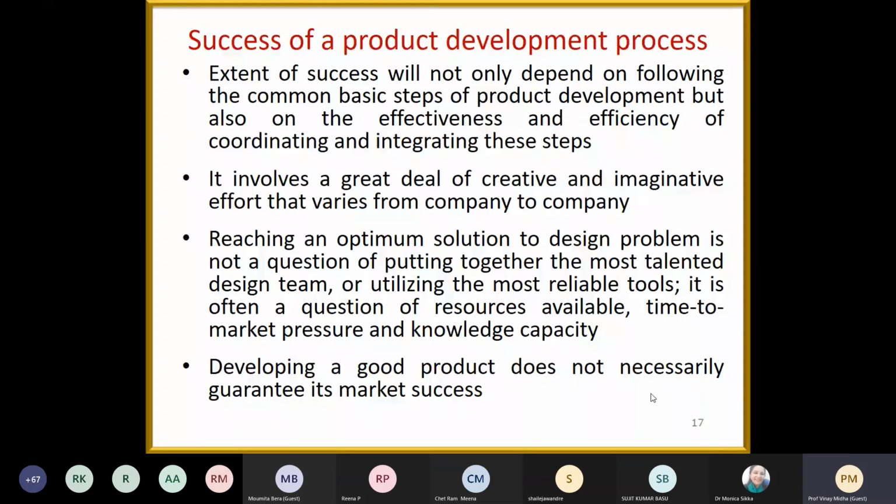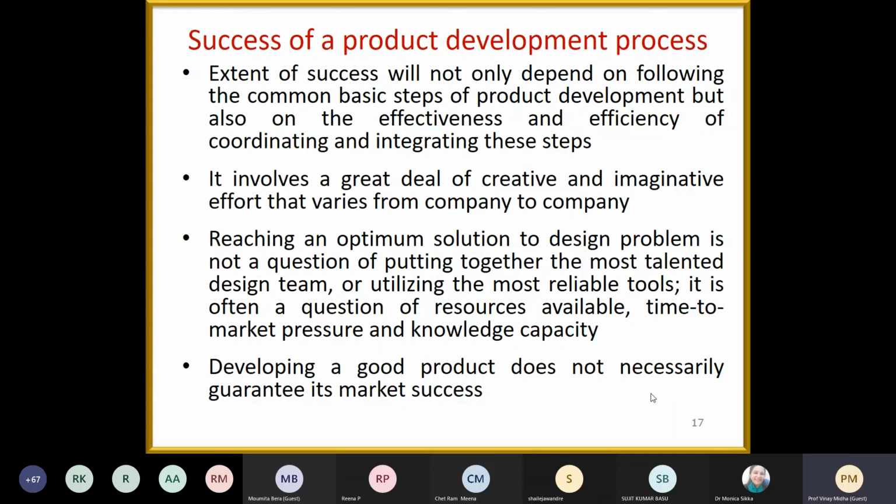Then it also involves a great deal of creative and imaginative efforts, which may vary from company to company or team to team, or when we are talking about a particular problem. So they will again vary from one problem to another problem. So it is not like that once the product development process has been followed properly, you will be able to succeed. A lot of creative efforts are required, imagination is required to create those particular ideas and find out the best possible solution.